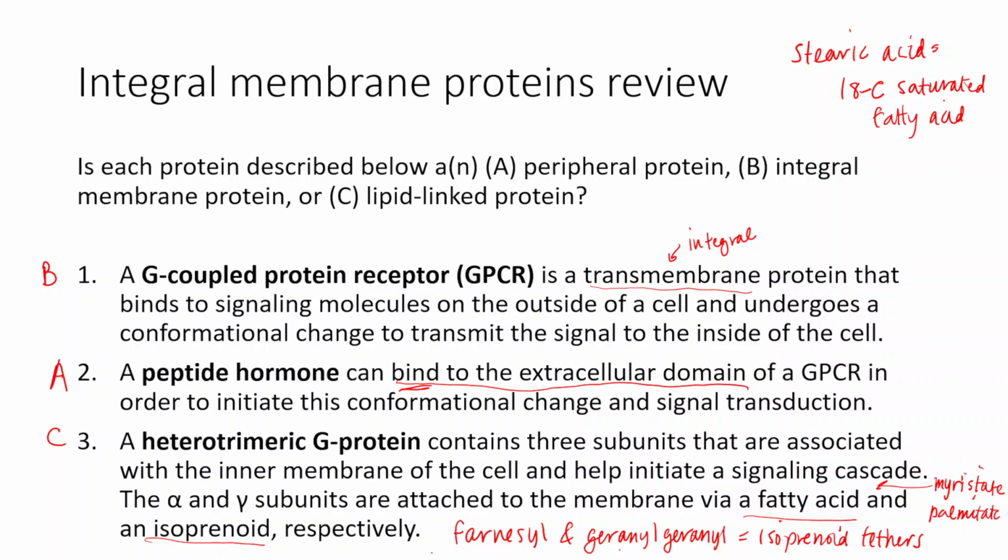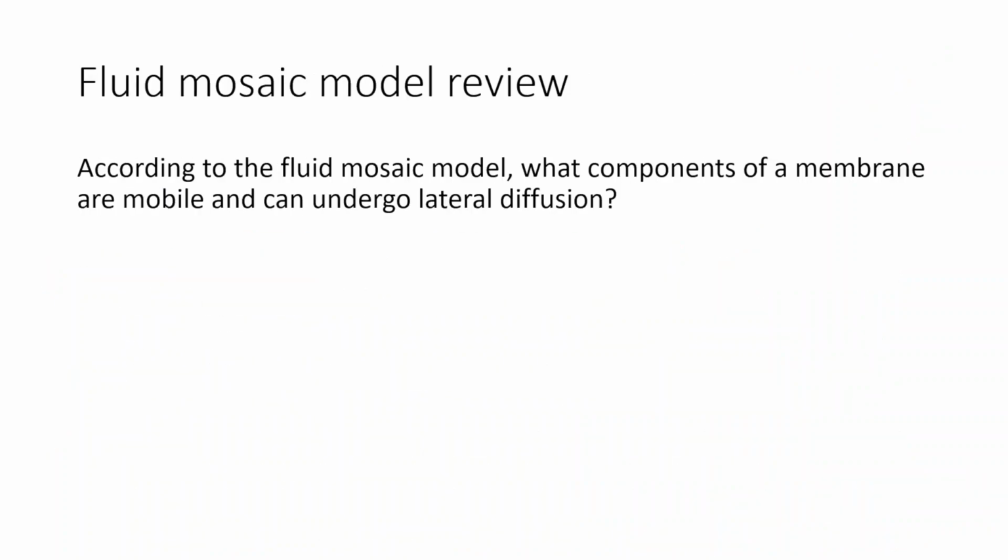All right. Any more questions about that? Cool. So that will bring us to the next section, which is about membrane structure and assembly. So let's start thinking about the fluid mosaic model. We were just talking about types of movement in membranes. So everybody take a couple minutes and think about what components of a membrane are mobile and can undergo lateral diffusion.